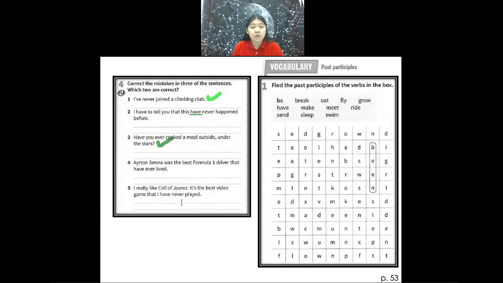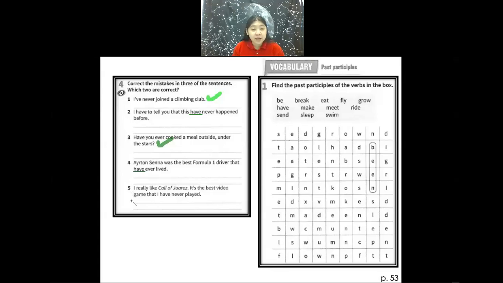Number 4. Ayrton Senna was the best Formula One driver that have ever lived. Okay, look at the sentence here. Ayrton Senna is just one person, so you should look at this word. Only one person, you don't need to use "have," you need to use "has." So this one here is wrong.